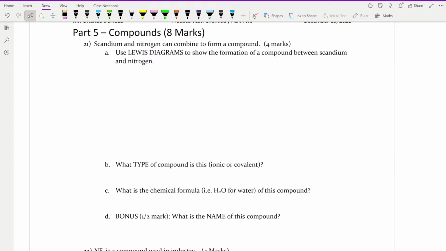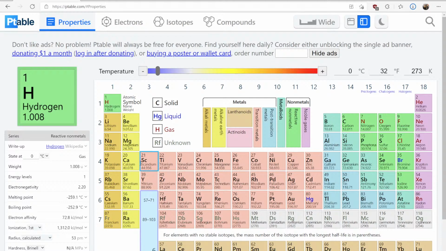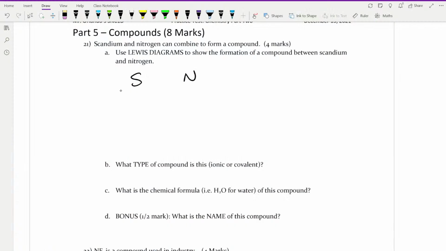All right, scandium and nitrogen. Let's take a look. Scandium is here. It's got 3 electrons to lose. Right, it's got 4 shells, but that 4th shell, it's only got 3 electrons. So 1, 2, and 3. And nitrogen has 1, 2, 3, 4, and 5 electrons.